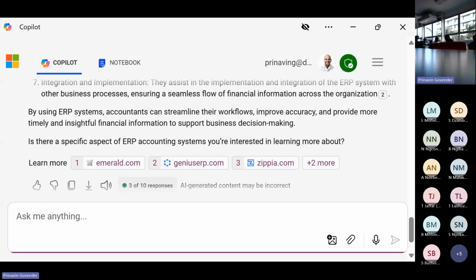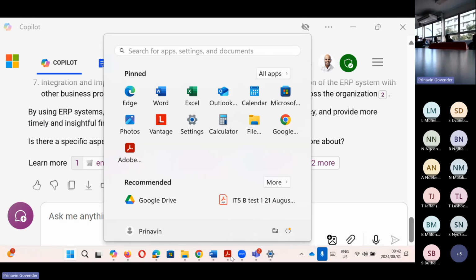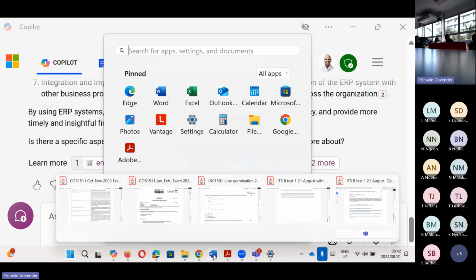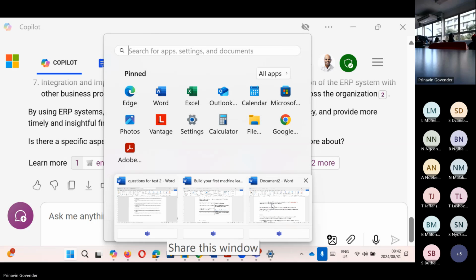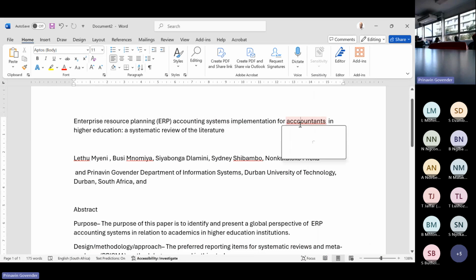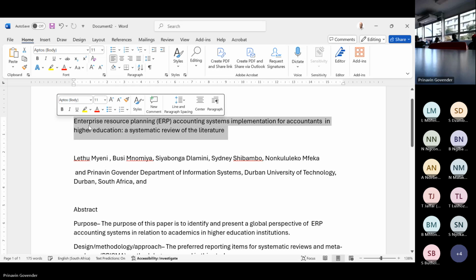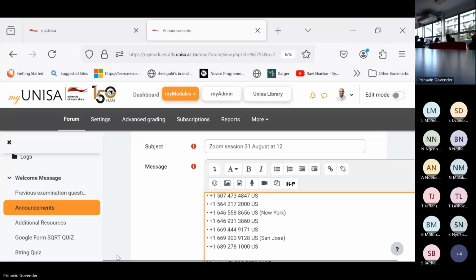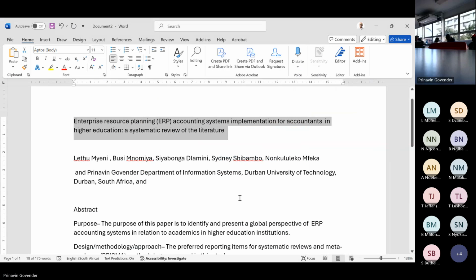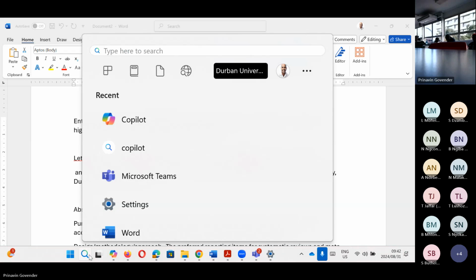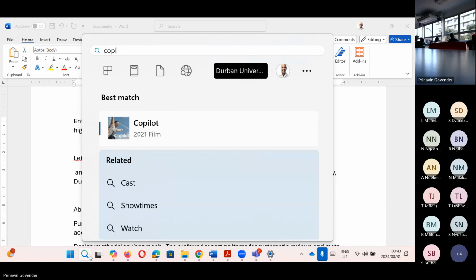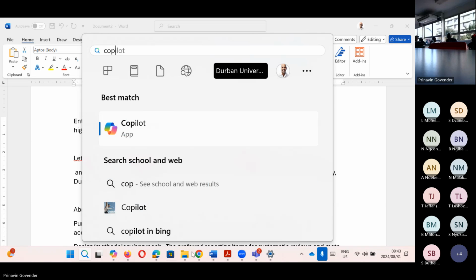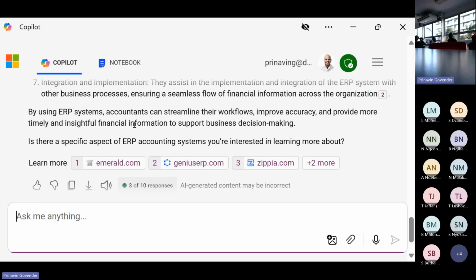So my topic that I'm talking about is, now you must remember, I'm working back and forth with my group of students, Busi, Letu, Sydney, Siabonga. Who else is in the group there? Right, so, oh, I spelled accountants wrong. I don't need that. Where's my Copilot?